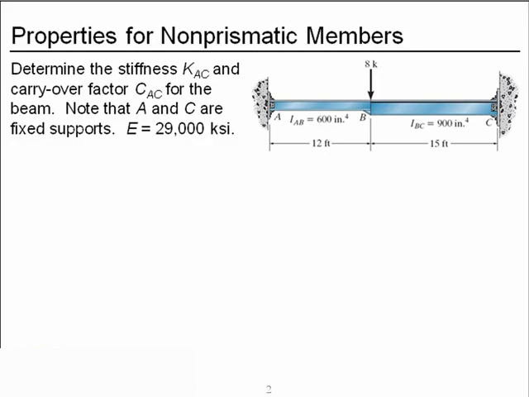The beam starts out with fixed supports at A and C. The moment of inertia is provided for the two parts of this beam, and the modulus of elasticity is that of steel, 29,000 ksi. And here's the approach we'll follow.